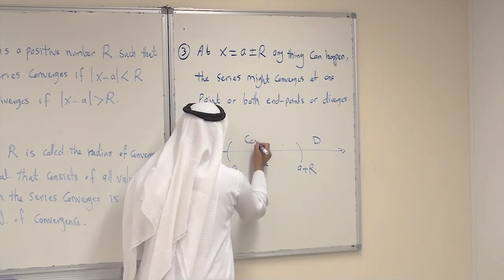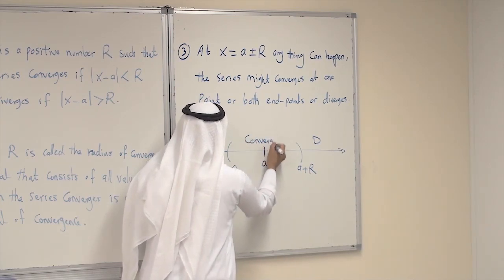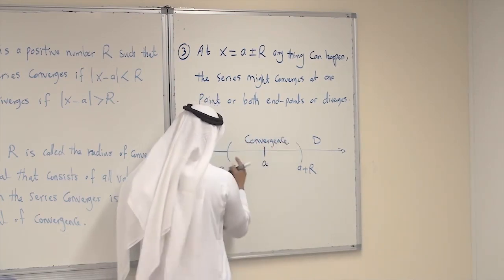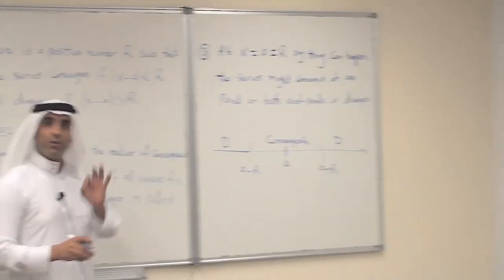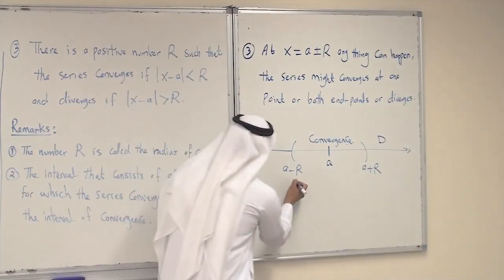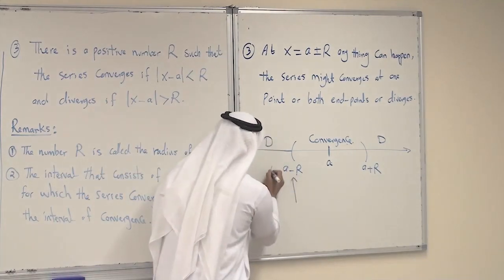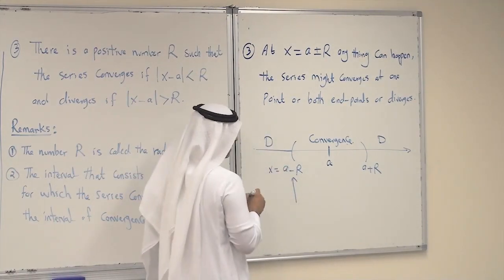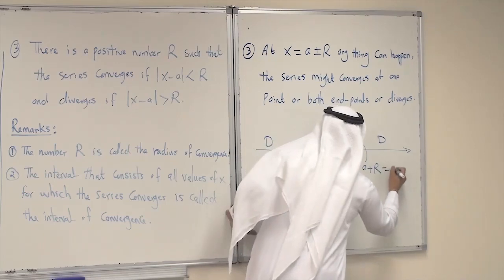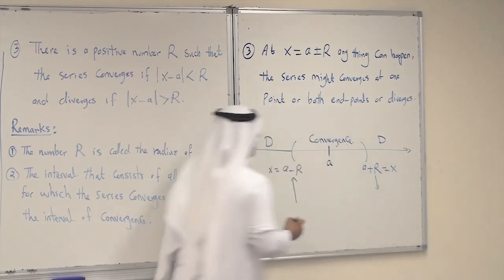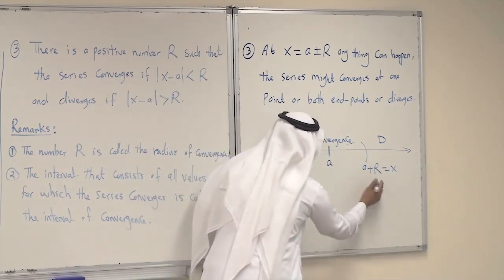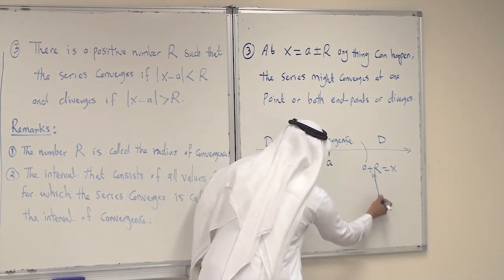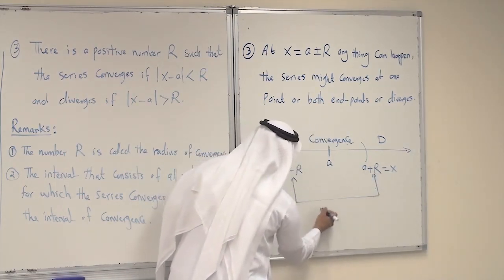We have convergence inside. Okay, between A minus R and A plus R, we are sure that we have convergence. The question is, what's happening exactly at x equal to A minus R? And exactly at x equal to A plus R, what's happening here? I will say these 2 points, let me write it this way, need to be investigated.